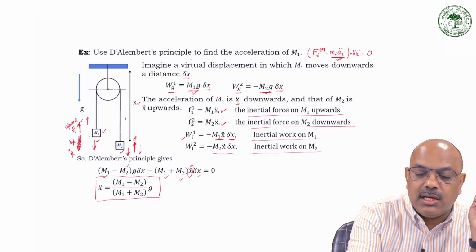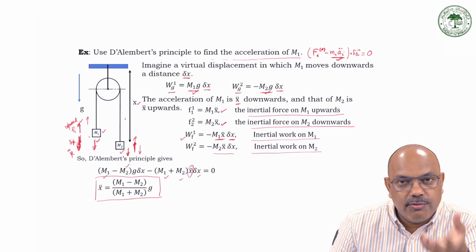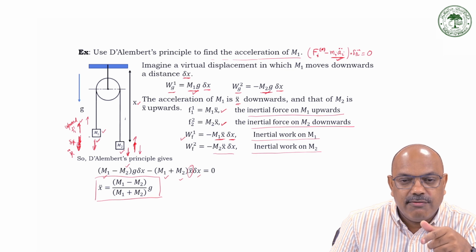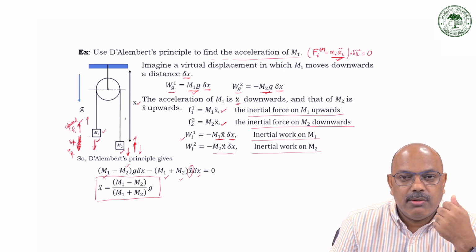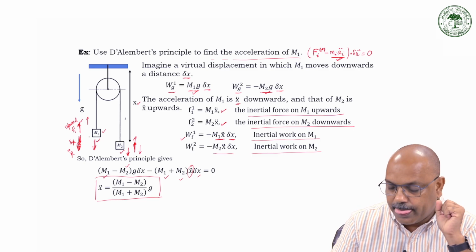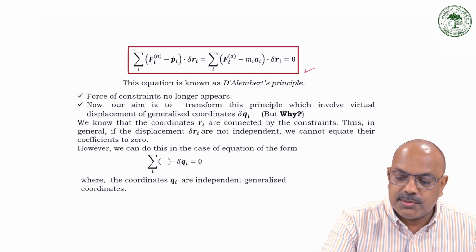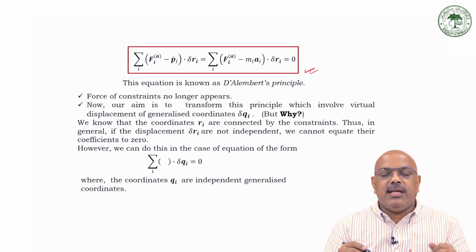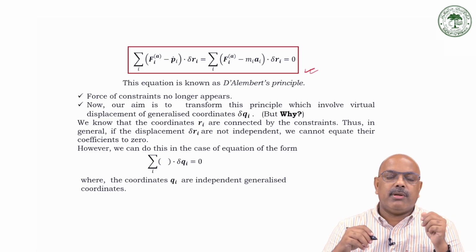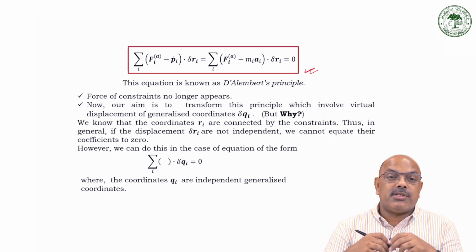So what you have to find is to use D'Alembert's principle to find the acceleration of m1. We figure out the applied force which is acting, and what the inertial force is. If we consider the inertial force and then use D'Alembert's principle, we can find the acceleration of m1. So you see that D'Alembert's principle helps us to reduce a dynamical system to a static equilibrium system.